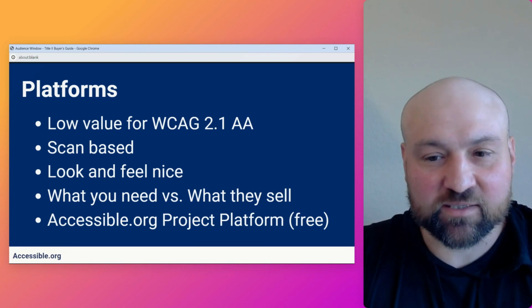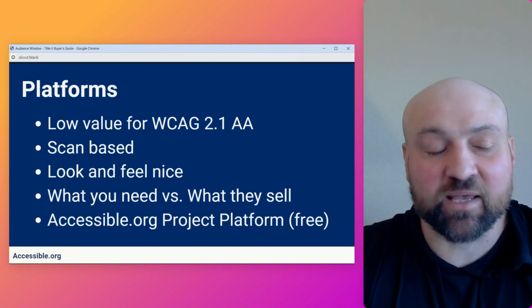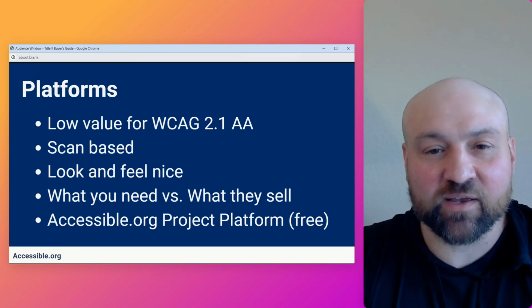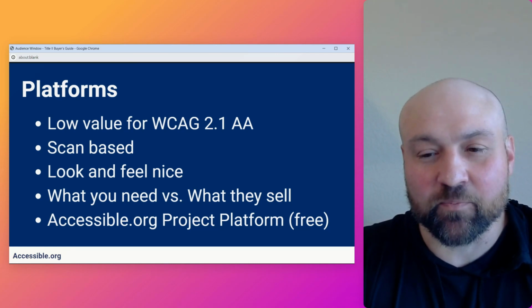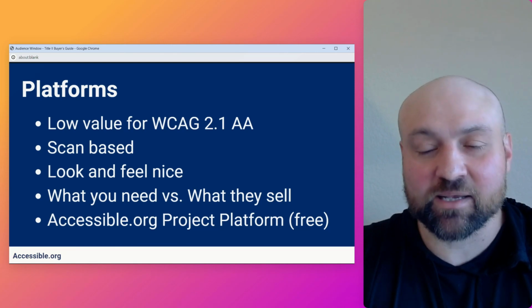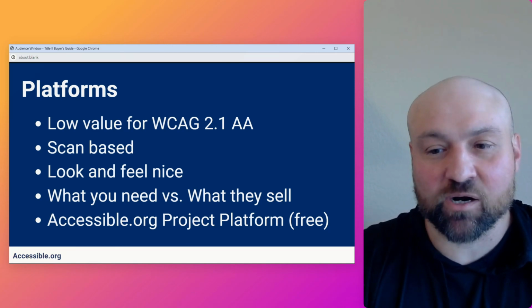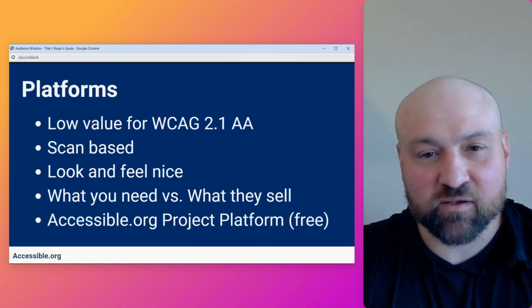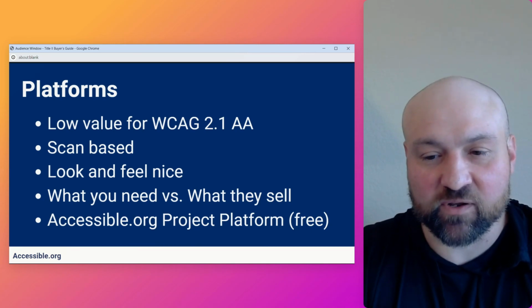Platforms are often scan-based, which also is problematic, but they look and feel nice. You will get the graphics, you will get the charts, you will get the progress reports, possibly maintenance. Everything looks nice. There are pie charts, there are scores, but what you need versus what you are being sold are 2 different things.